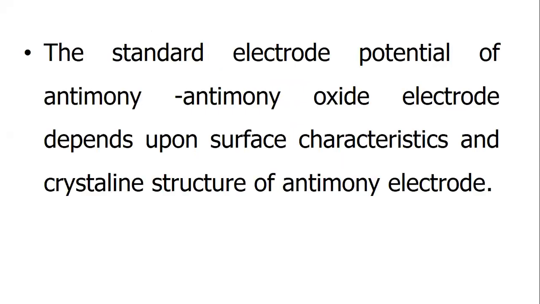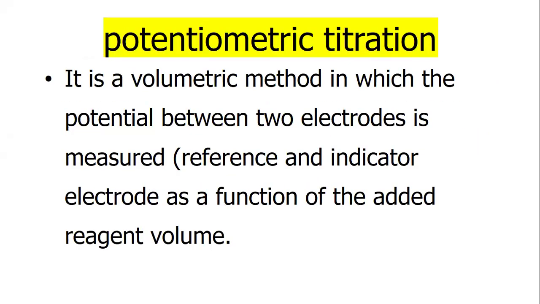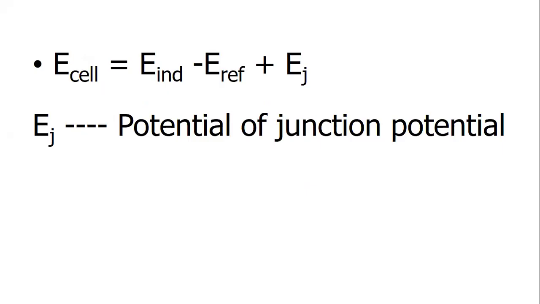The standard electrode potential of antimony oxide electrodes depends upon the surface characteristics and crystalline structure of the antimony. Hence, the standard electrode potential of the antimony oxide electrode is determined by dipping the electrode into a solution having a known pH. Potentiometric titration is a volumetric method in which the potential between two electrodes, reference and indicator electrodes, is measured as a function of the added reagent volume. E cell equals E indicator minus E reference plus EJ, where EJ is the junction potential.